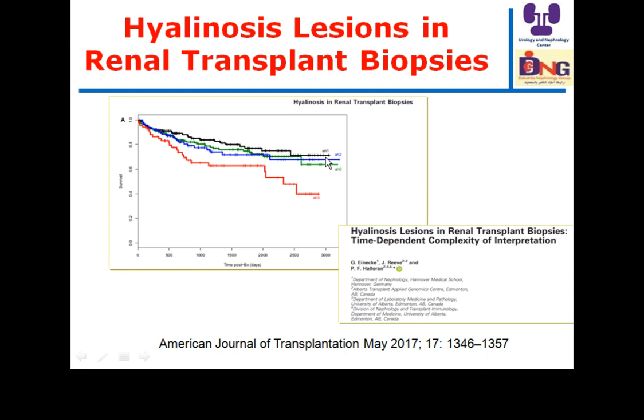I want to discuss with you another interesting point in this slide. If you look here at graft survival for patients with mild arterial hyalinosis, arterial hyalinosis 1, it is even superior to the absence of hyalinosis. Do you have an explanation, or is this a typing error in the article? It is not a typing error, because mild arterial hyalinosis may be the fingerprint of the use of calcineurin inhibitor, reflecting adherence to management, and the absence of hyalinosis may be a reflection of non-adherence. So the severe form of arterial hyalinosis is bad, but a mild degree may reflect adherence to treatment.